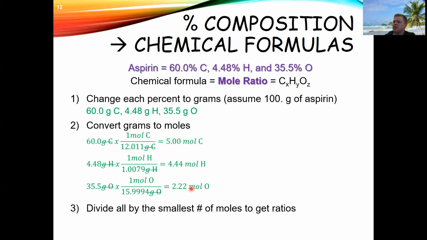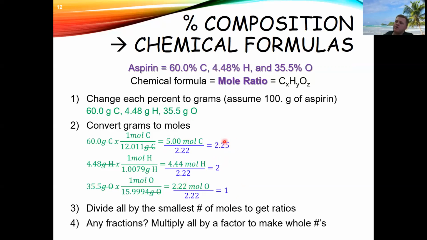So in this case, our smallest number of moles is 2.22. So we're going to divide all of these by 2.22. Now we find a 1 for the oxygen, a 2 for the hydrogen, and a 2.25 for the carbon. The next thing we want to do now is we still have a ratio here, or a fraction. We need to multiply this, if there's any fractions, by some whole number to make all of these whole numbers. So 2.25, to make that a whole number, we're going to have to multiply it by 4. So we're going to multiply all of these by 4 and get values of 9, 8, and 4.